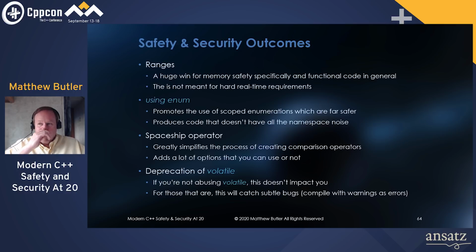Ranges: this will probably be the biggest win for traditional software development, not so much for embedded, if at all, but it is a huge win for memory safety because it abstracts a lot of that stuff away to where now you're not having to touch raw memory as much without paying a huge price. Using enum: this promotes the use of scoped enumerations, and that's a great thing because if you're using standard traditional enumerations, you really should move on.